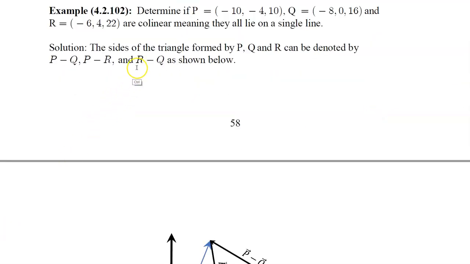So in this example, we want to determine if the following 3 points, P, Q, and R, that we have listed here, are collinear, meaning do they all lie on a single line? So the way we're going to handle this is we're going to think of these points as forming a triangle, like we have pictured right here.